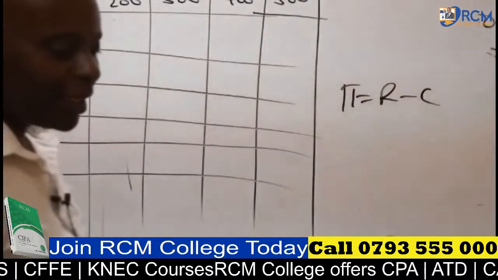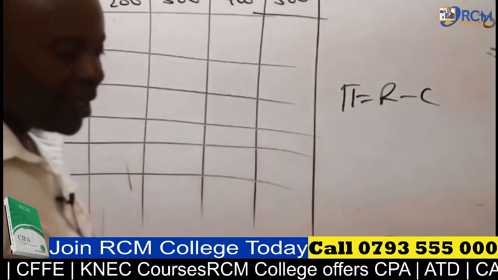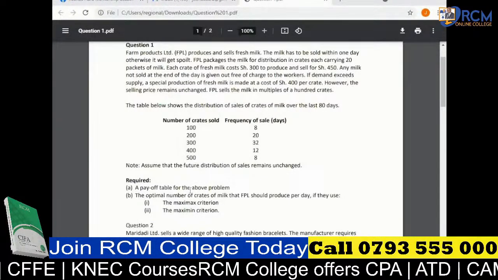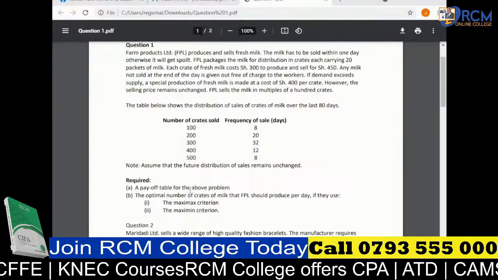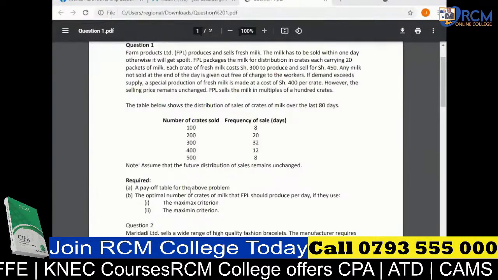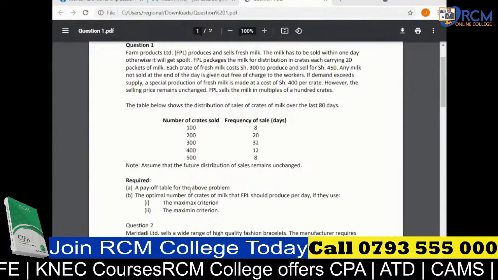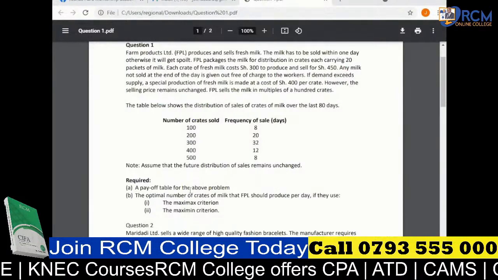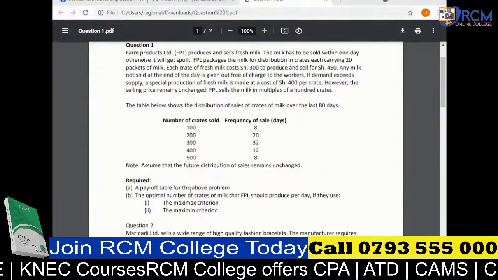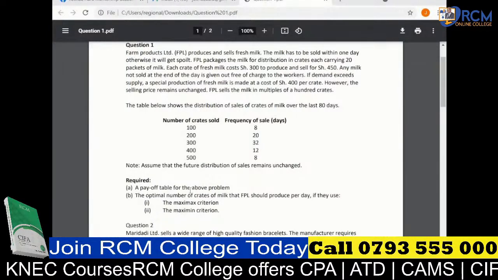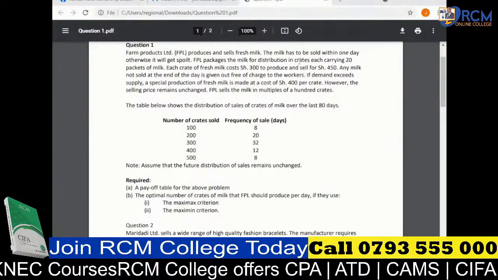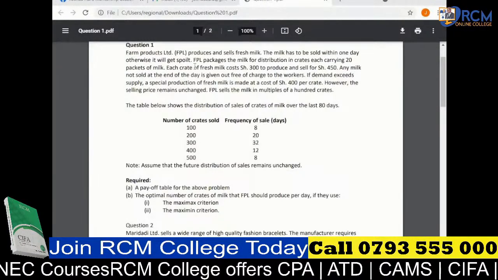You can see the idea that Njeri has brought here. Njeri tells us, ladies and gentlemen, that in this particular scenario, the examiner has made sure that we do not disappoint anybody. Every time we shall be able to meet whatever demand. If demand is more, we shall be able to produce this excess, which we do not have, at a higher cost. And we are told here, the milk has to be sold within 1 day. Otherwise, it will get spoiled.